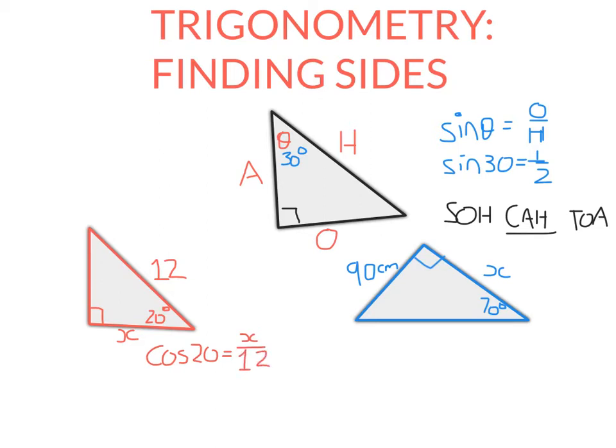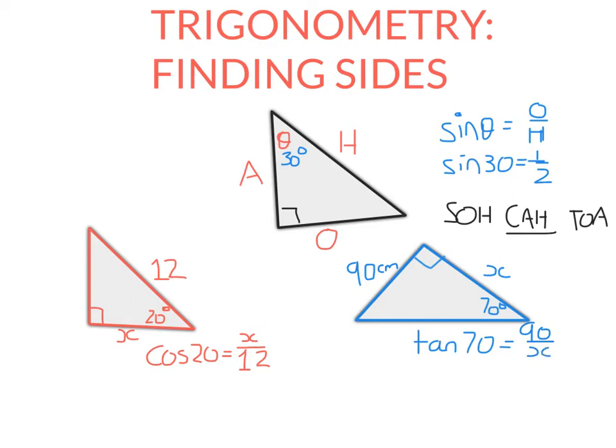So over here for this one, it's the same sort of idea. We first need to decide which ratio. So for this 70-degree angle, we have the opposite side and the adjacent. So we have tan of angle equals, now because opposite is written first, it goes on top of the fraction. So we get 90 over x.